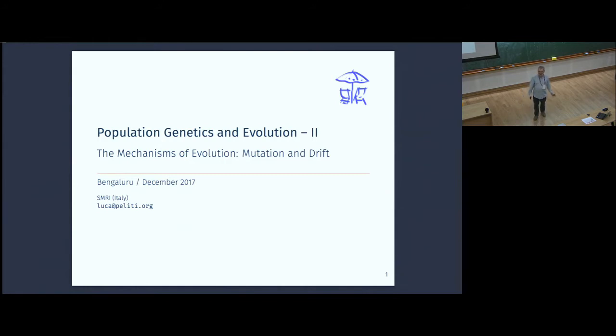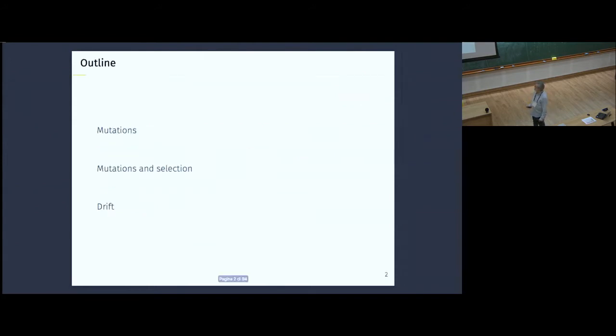And anyway, I will jump over a few things because I just wanted to stress a number of points which are useful, and probably there's much of noise anyway. So I'm going to talk about mutations and drift, and mutations, selection, and drift. This is the same subject as Kavita's lecture, but from a different point of view.